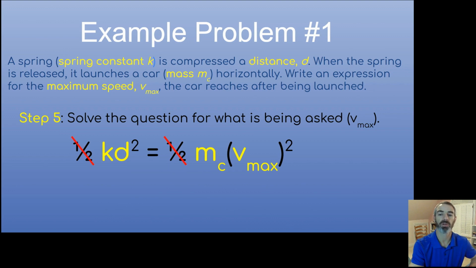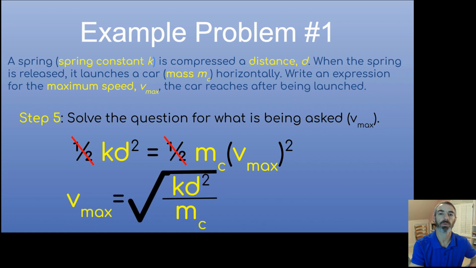So the 1/2s are going to cancel out from each side. So if I divide by Mc on each side, take the square root to solve for Vmax, I get the equation Vmax is equal to the square root of k d squared divided by Mc.